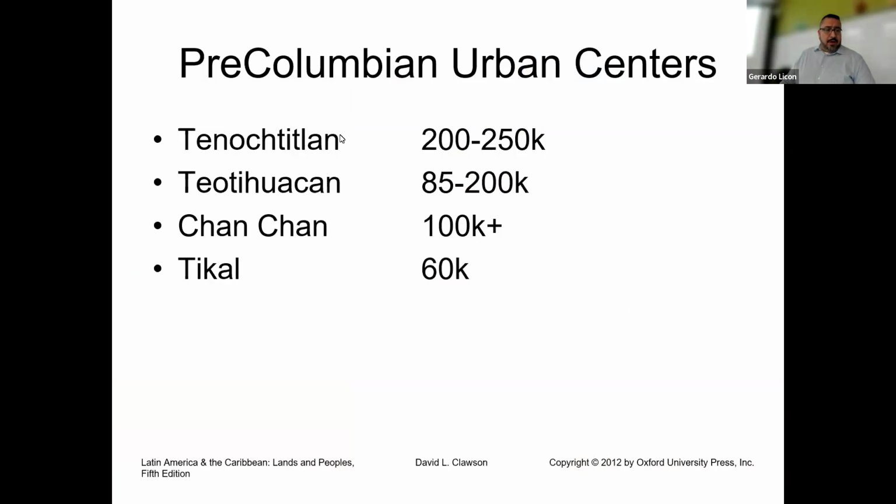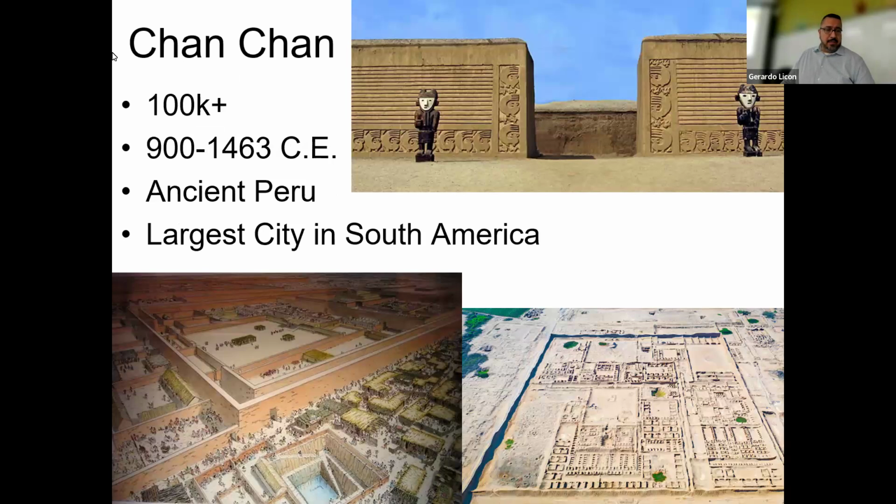All right, so we've learned about Tenochtitlan and Teotihuacan before. We've brought up Tikal as well, but in class we haven't talked about Chan Chan before, so I'll talk about that just a little bit. Chan Chan had over 100,000 people and was at its height for almost 500 years. It was in ancient Peru, and it was the largest city in South America. And here are pictures of what it looks like, the remains, and then what it looked like at its height.